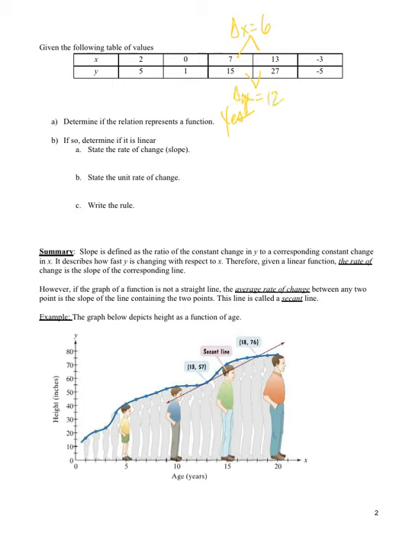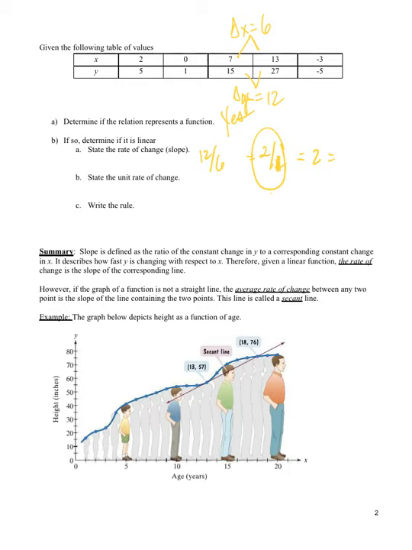So our change of y is 12 over our change of x. So 12 over 6 reduces to 2 over 1, or just 2. But this is my slope. So if I'm looking at a unit rate of change, I do want to look at the ratio, the fraction for when the denominator is 1.